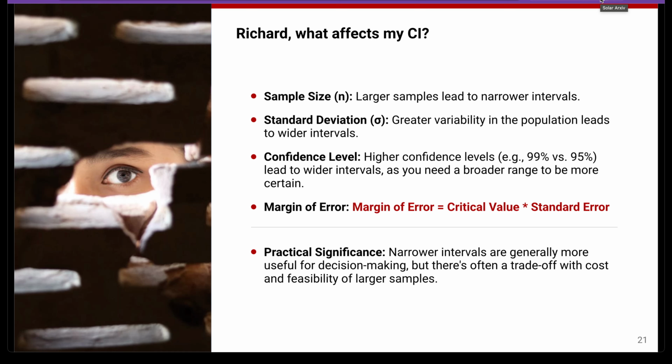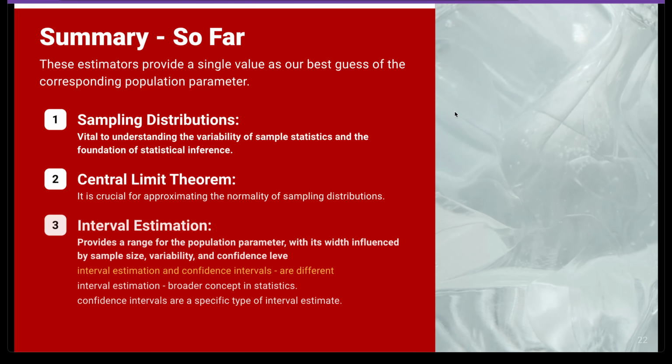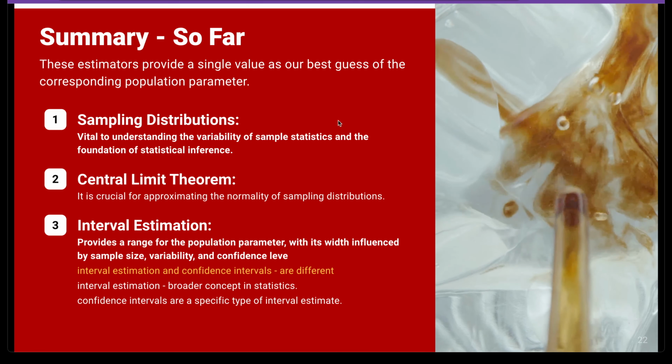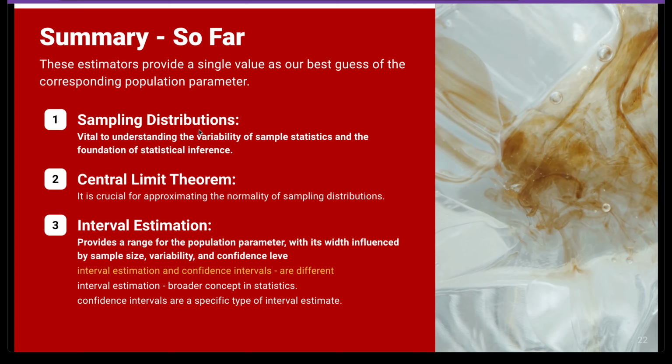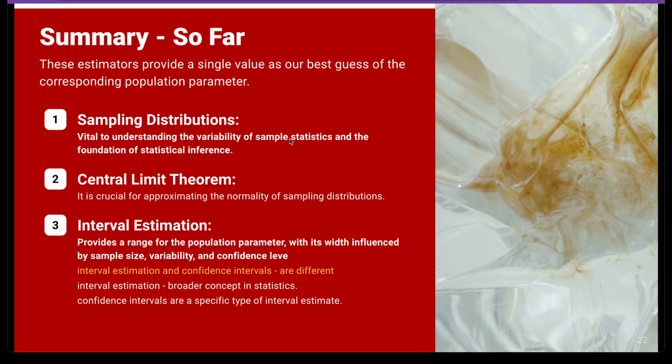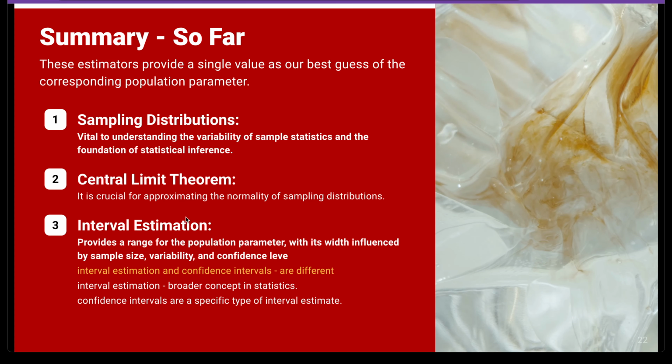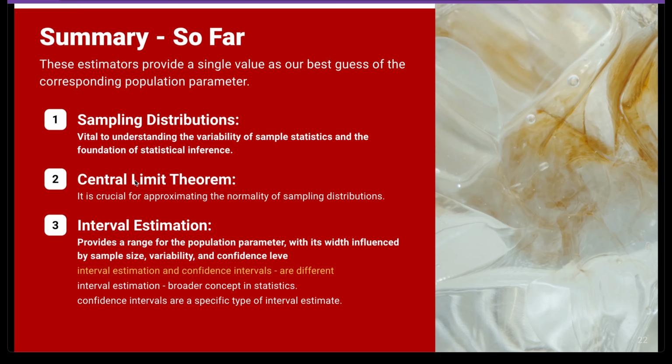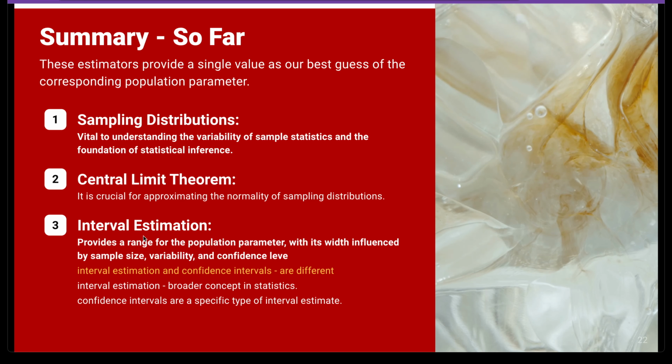Okay, so sample distribution, the variability of the sample size. Is it normally distributed? Are we looking at a normal distribution? And our CI interval estimation.